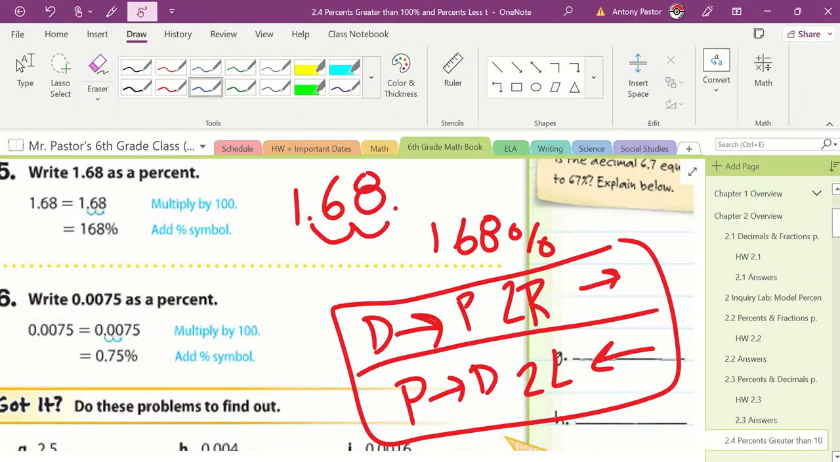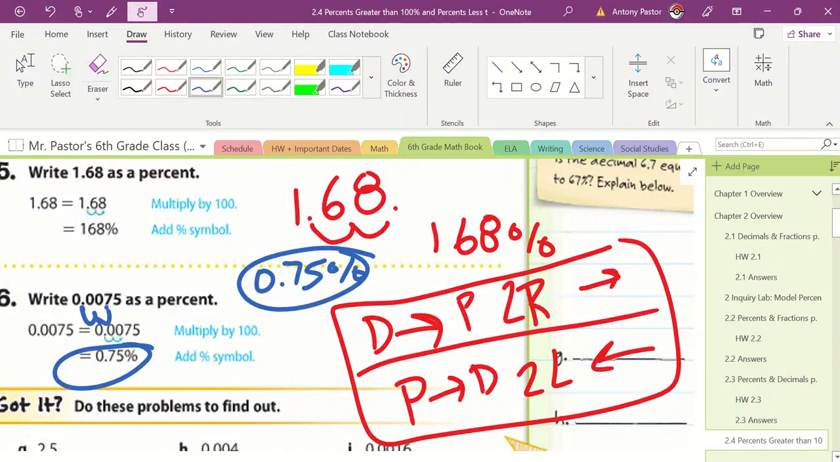Write 0.0075 as a percent. That decimal would be moving twice to the right. 1, 2. The pen's not letting me write. 1, 2, something like that. This would become 0.75%. Just like it says there.